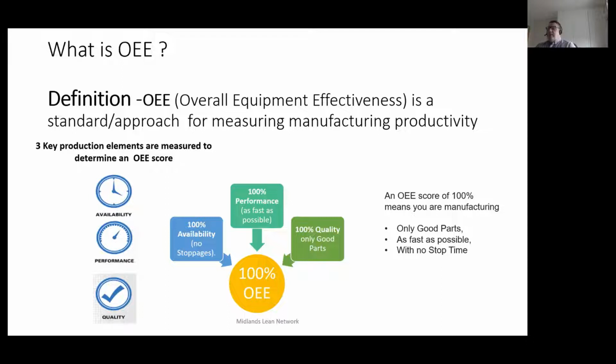100% availability means that we have no stoppages during our planned running of the machine. 100% performance means that that machine runs as fast as it was designed to do. And 100% quality means that it is only producing 100% good parts. So a combination of these 3 scores give us our overall OEE score. An OEE score of 100% means we are manufacturing only good parts as fast as the machine is capable of producing with no stoppage time during the runs.